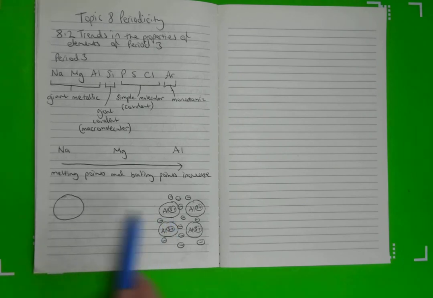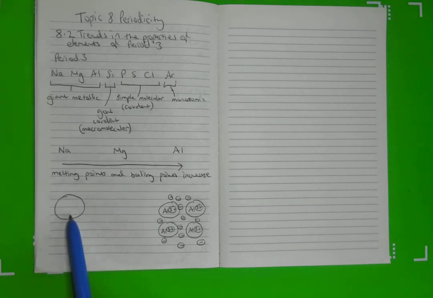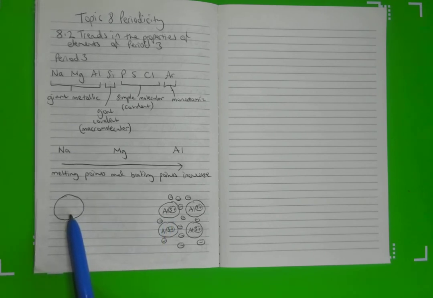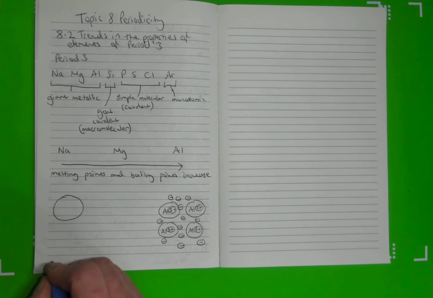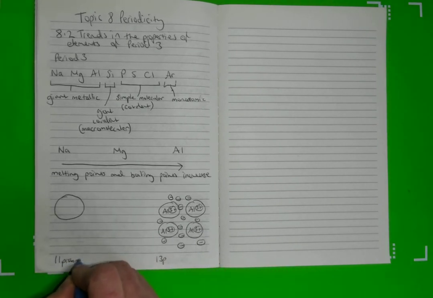So we can see here that I've drawn the sodium ion bigger than the aluminium ion. And there's a reason for that. The reason is that sodium has got fewer protons than aluminium. Each sodium ion has only got 11 protons. I'm going to write 11p down there. However, each aluminium ion has got 13 protons. I'm going to write down 13p there. I'll put protons at the end actually.